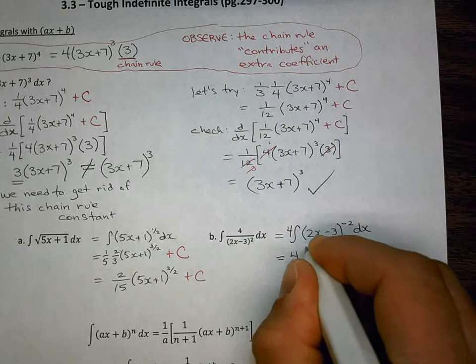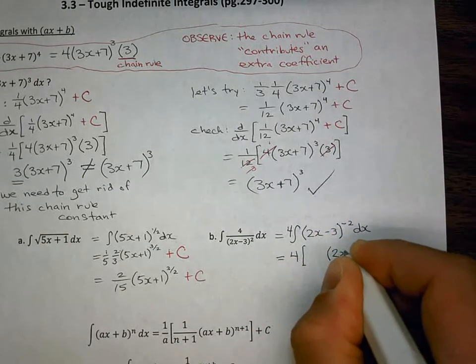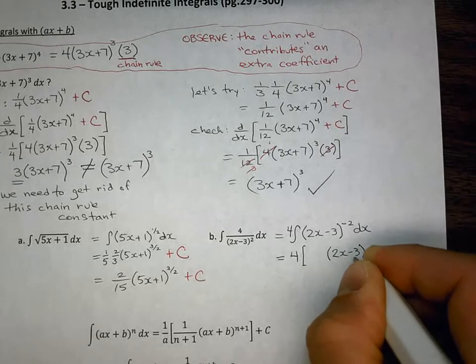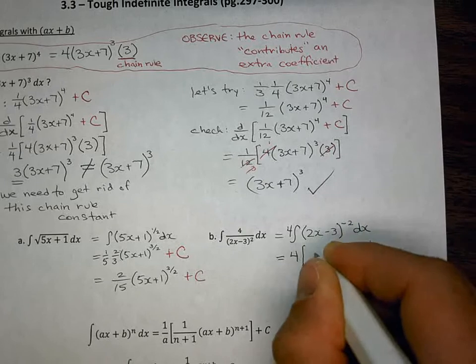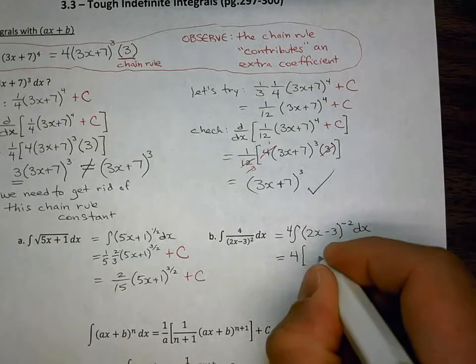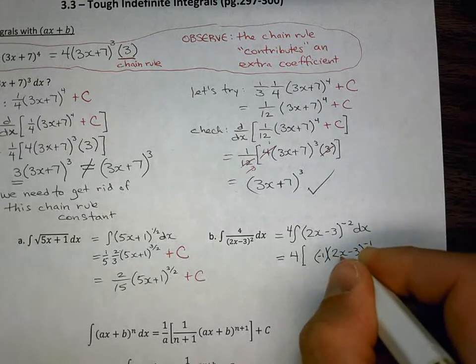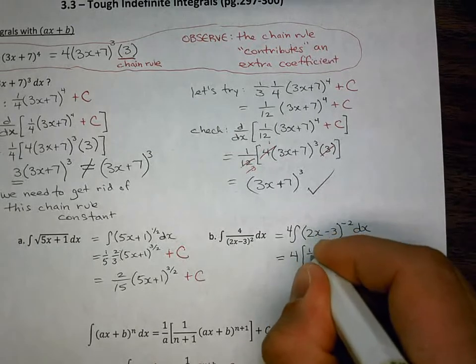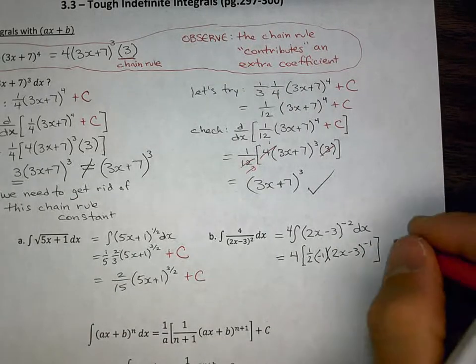So the 4 I'm going to ignore. Let's start over here. Something to the -2. Now I add 1, so this is going to be to the -1. Now I need a coefficient in front to undo the -1. Well, that's just going to be -1. And then I need a coefficient to undo the derivative of this, which is 2. So I need a 1/2 in front. Then I need a plus c somewhere.